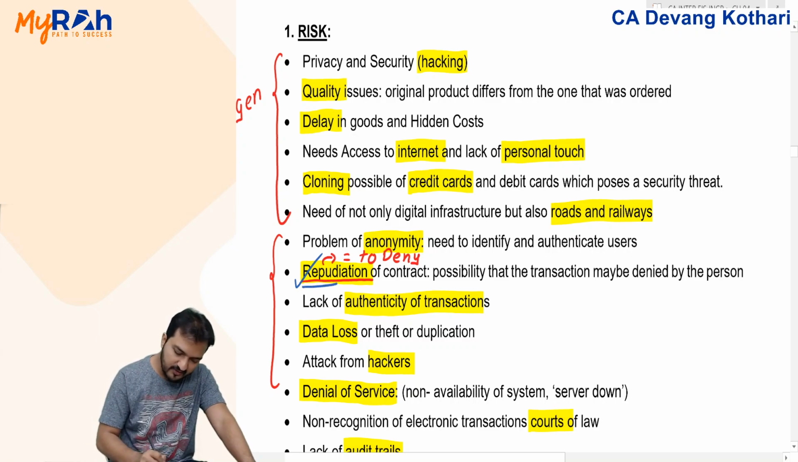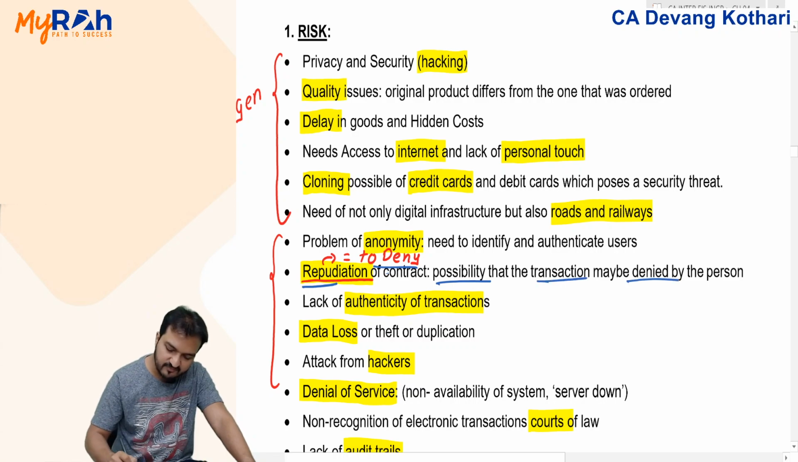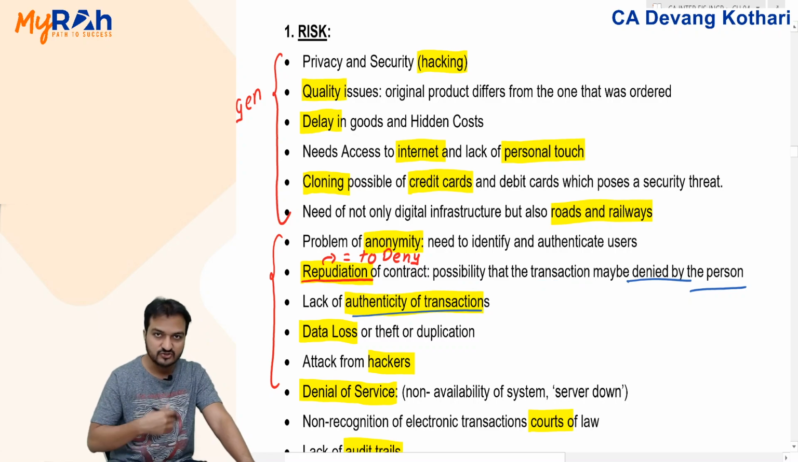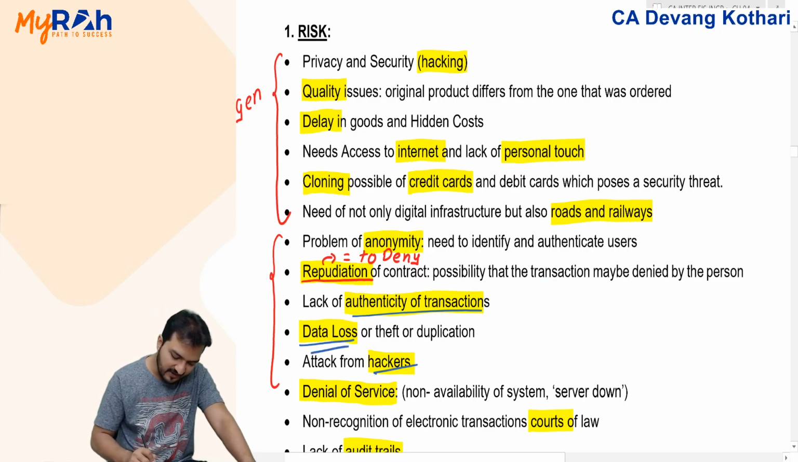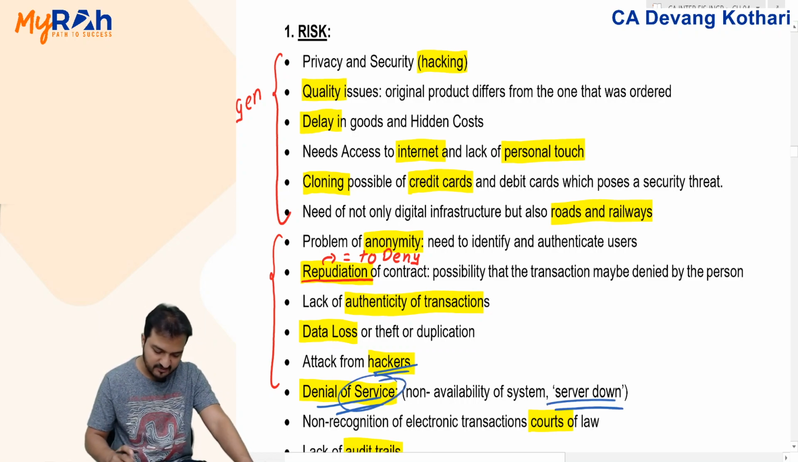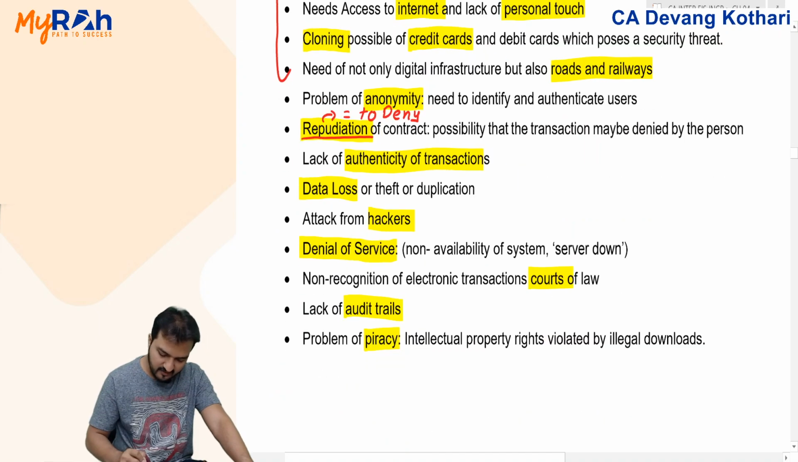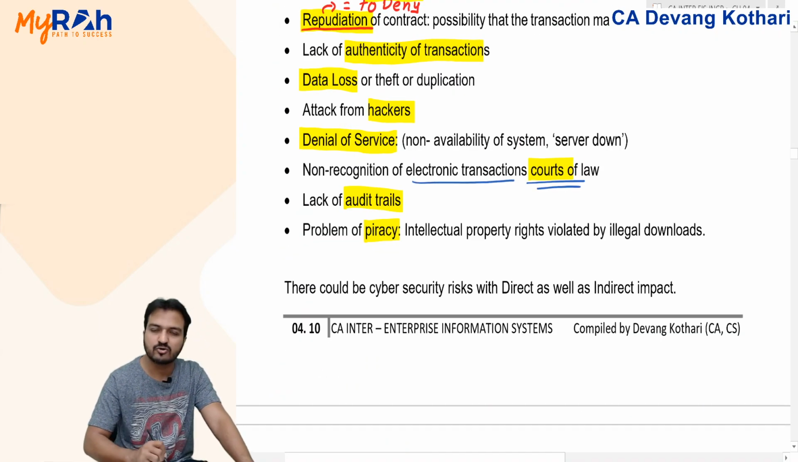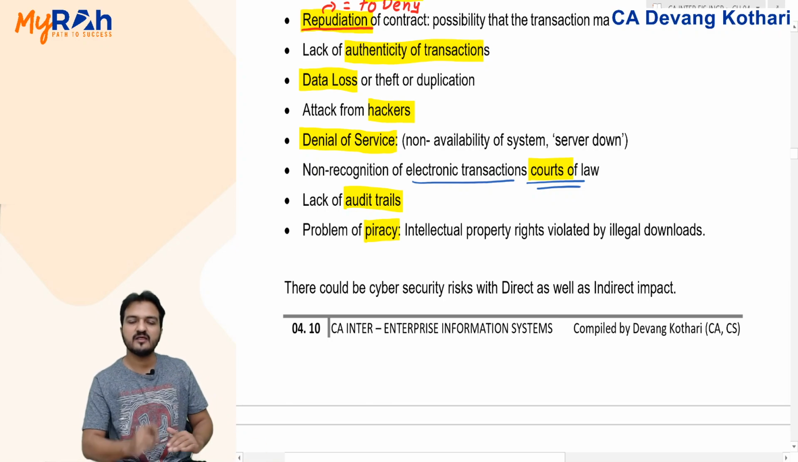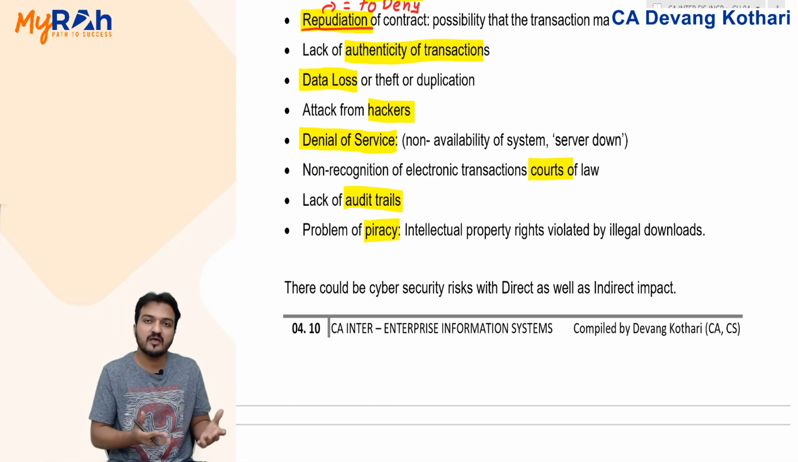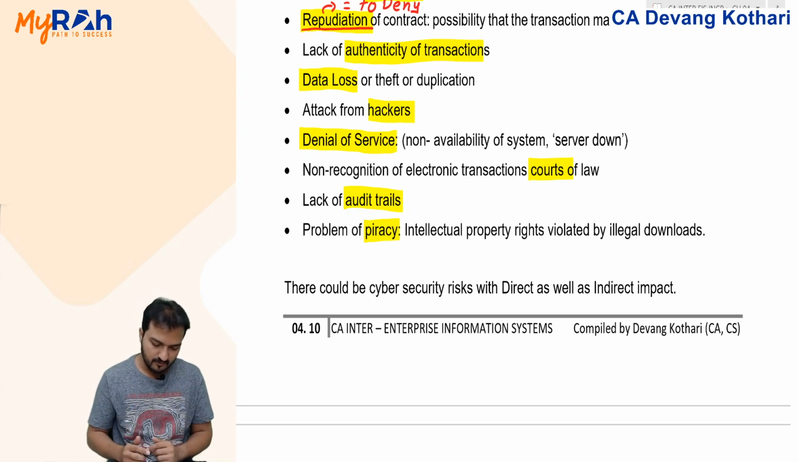Repudiation. The word repudiate means to deny. Repudiation is the possibility that the transaction may be denied by the person. Lack of authenticity of transactions, because it is all e-commerce. Data loss, hacking, denial of service. Denial of service is basically the server down problem. These are certain common problems that might happen. Non-recognition of electronic transactions in a court of law. Maybe in certain legal battles you might not be able to prove the e-commerce transaction, or the electronic transaction might not be considered as proof in law.